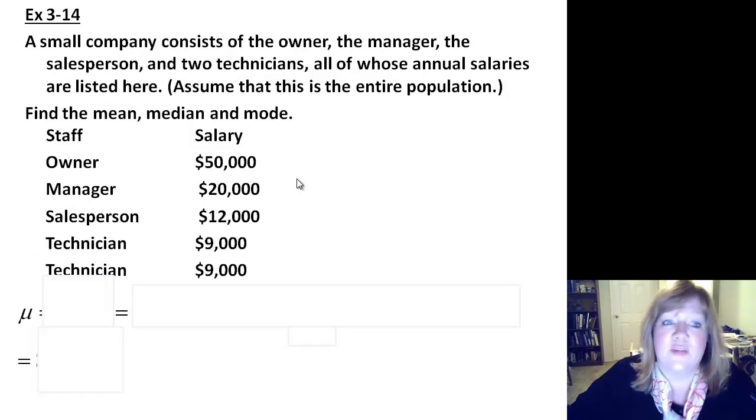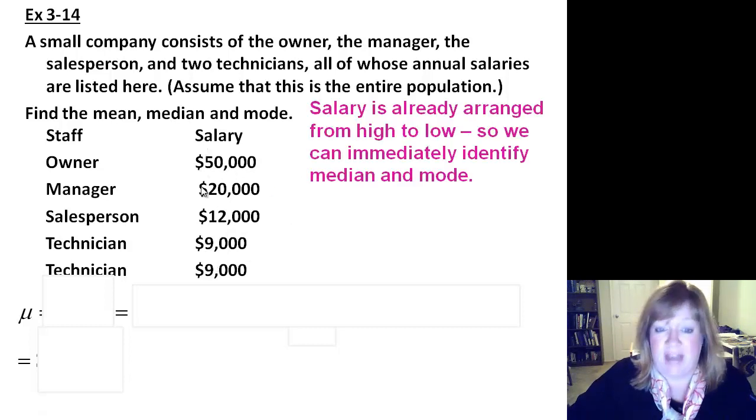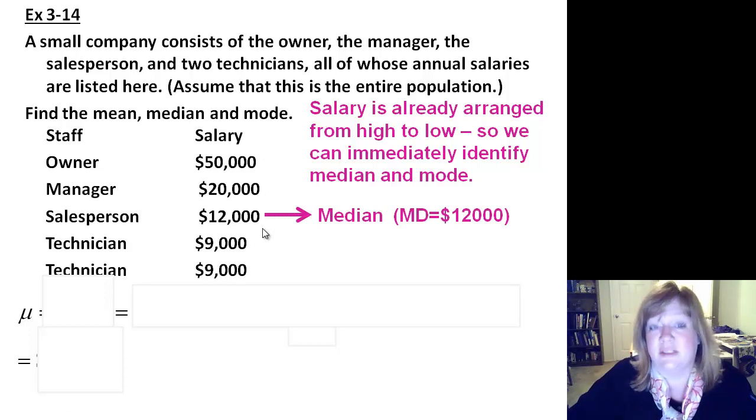I think we have one more. I think this is the last one. Here we're finding the mean, the median, and the mode. We have a small business, and they have all the salaries. It's already arranged from high to low, 50,000 down to 9,000, so we can immediately identify the median. The median is the middle value, which is $12,000. For the mode, 9,000 occurs twice, so that's the mode.